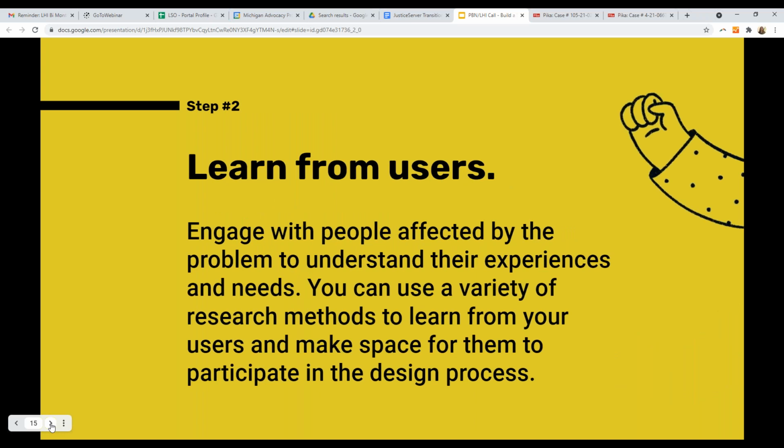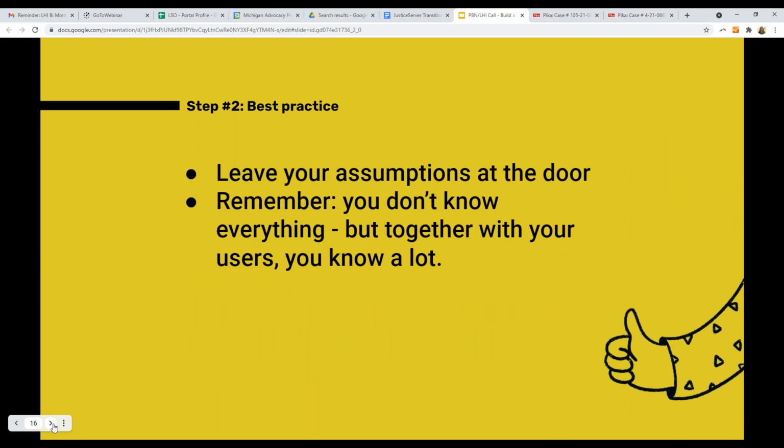So step two, learning from your users. Actually engage with the people who are affected by that problem that you've defined to understand their experience and their needs. There are a lot of different types of research methods, from very hands-on, like contextual interviews, to surveying that's more hands-off. And the best practices report goes into a bunch of different methods.